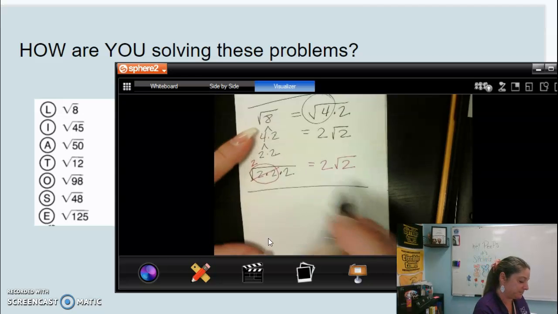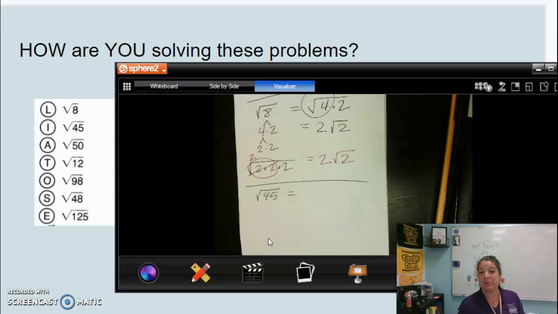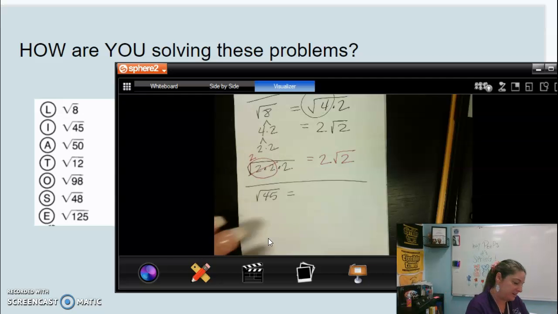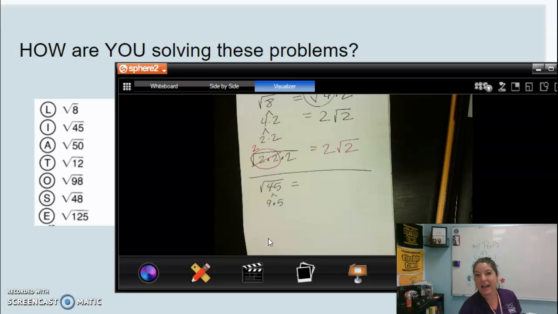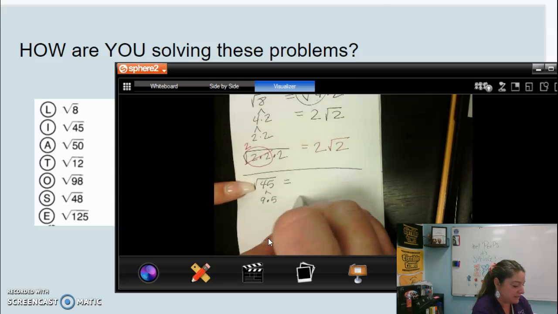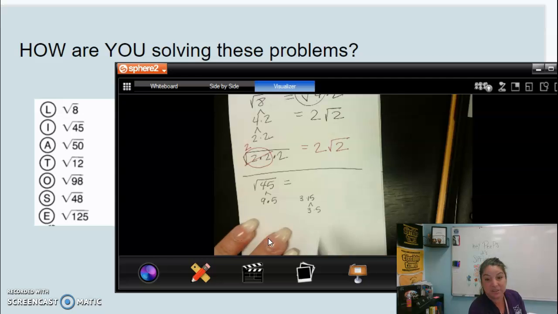So the next one, square root of 45. Again, some of you might be really good at finding the numbers that go into it. That's great. If you're like me, just do a factor tree. Okay, so 45 is going to break down to 9 and 5. Doesn't matter how you break it down. What matters is that you break it all the way down.